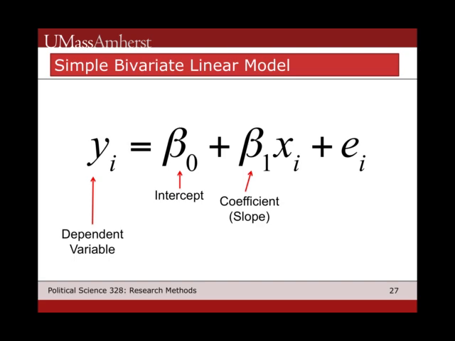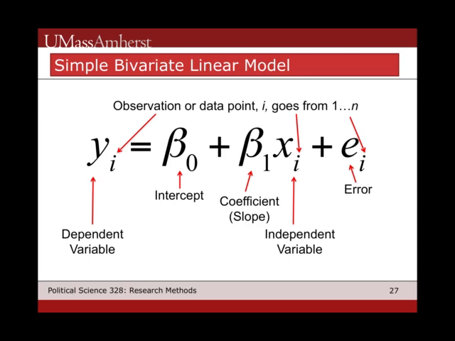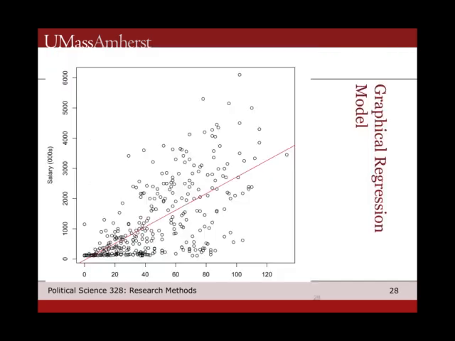There's a coefficient or a slope. So this is, again, our change in y over change in x. Our independent variable is going to be our x, and then we've got some error term. And you can see that the reason we always have them denoted by i is because we've got many different cases. Each data point is numbered from 1 to n, where n is the number of rows in our data set or the number of cases in our data set.